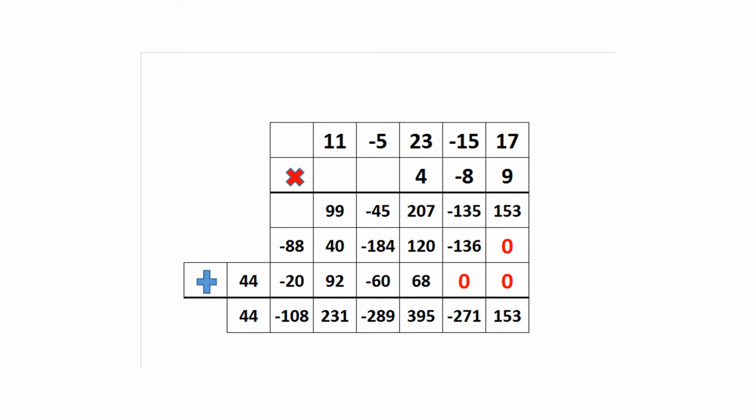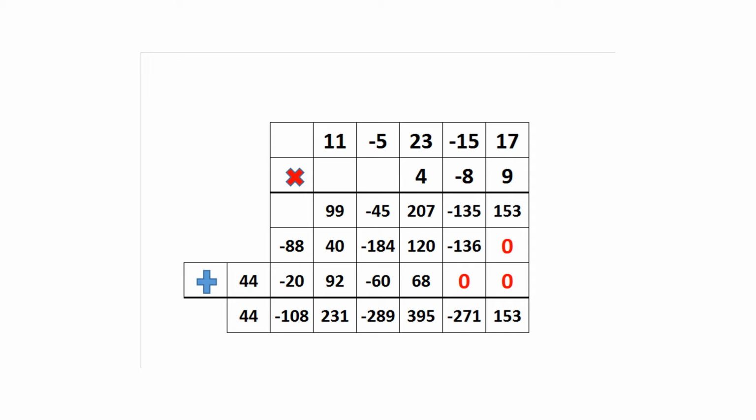Now we have 11, negative 5, 23, negative 15, 17. That's going to be multiplied by 4, comma, negative 8, comma, 9. We'll do them mentally. 9 times 17: 9 tens is 90, 9 sevens is 63. That's 153. Okay, 9 times 15: 9 tens is 90, and 9 fives is 45. That's 135, but negative. Okay, 9 times 23: 9 20s would be 180, and 9 threes is 27. That makes 207, and 9 times negative 5, negative 45. 9 times 11 is 99.